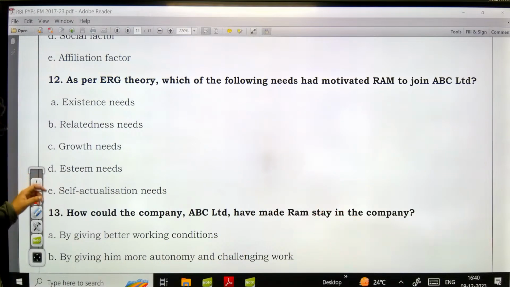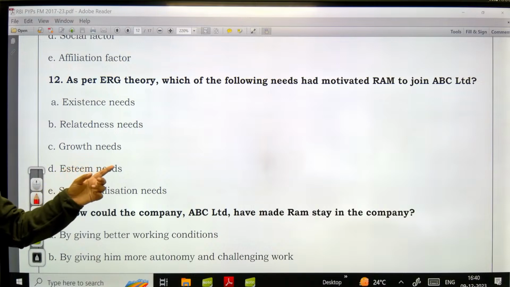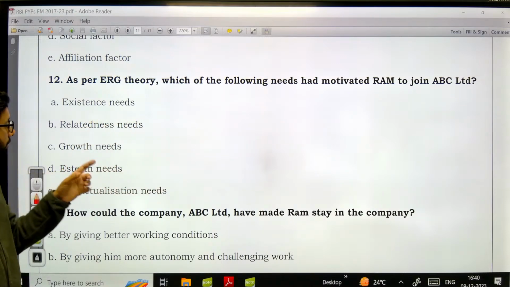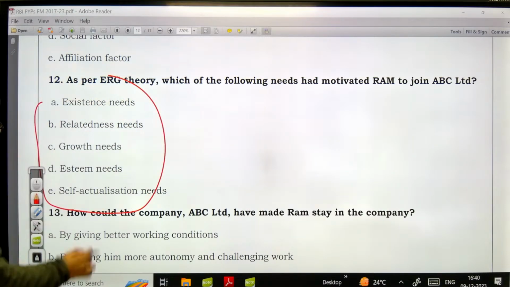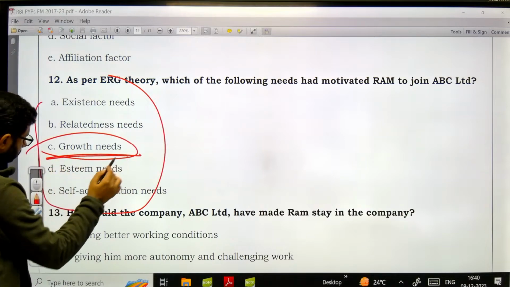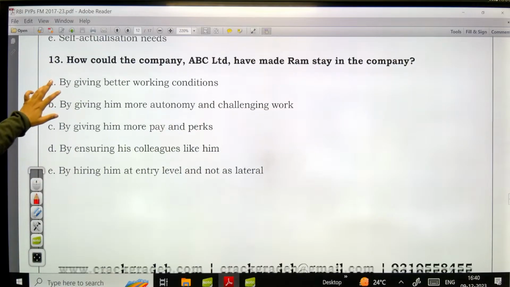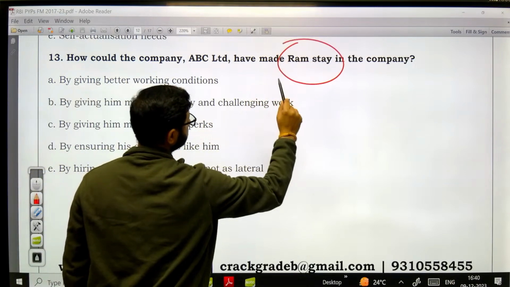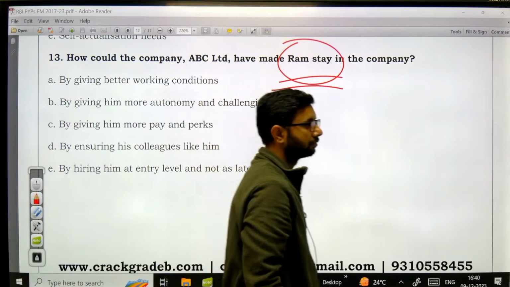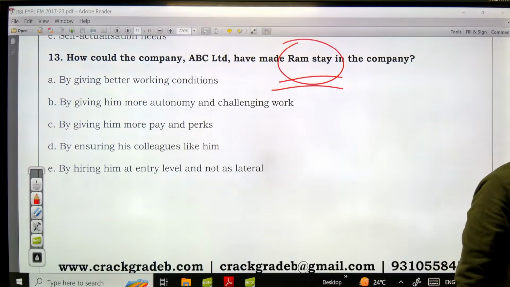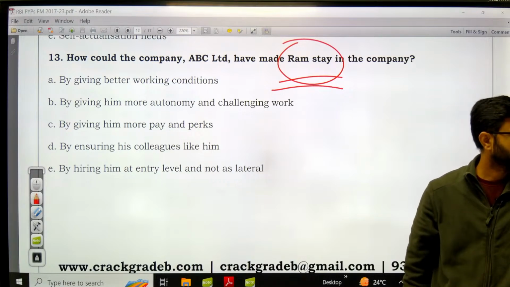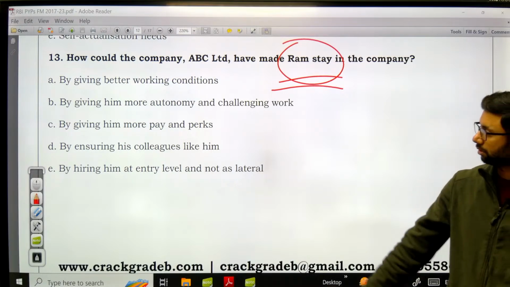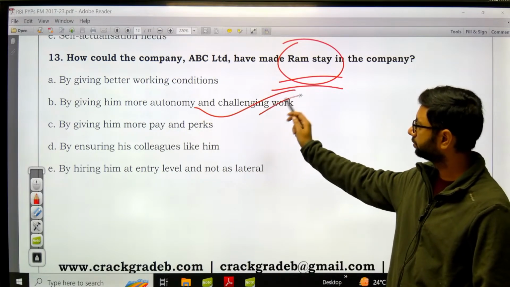Now tell me, as per ERG theory, which of the following needs motivated Ram to join ABC? The correct answer is growth needs. Next, how could the company ABC have made Ram stay in the company? By giving him more autonomy and challenging work. Correct.